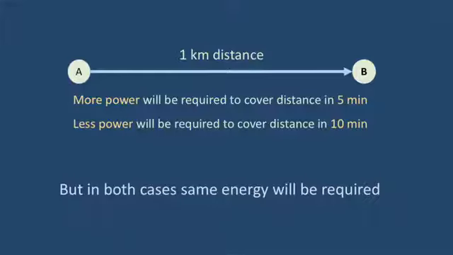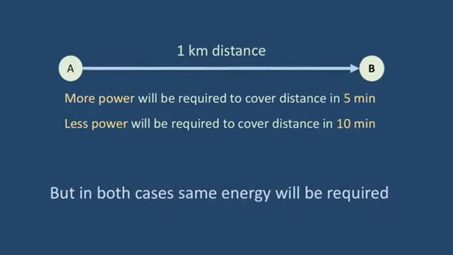What is power? If we have to cover a distance of 1 kilometer in 10 minutes, and in the other case we have to cover the distance of 1 kilometer in 5 minutes, then when you want to cover the distance in 5 minutes, you have to run faster. So in both cases, your total energy requirement will remain the same, but your power requirement will be different. In the case of 5 minutes, you have to run faster and your power requirement will be higher.